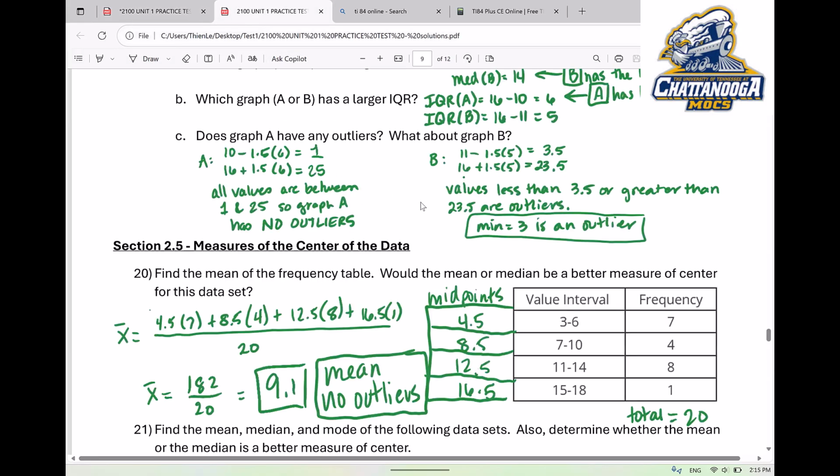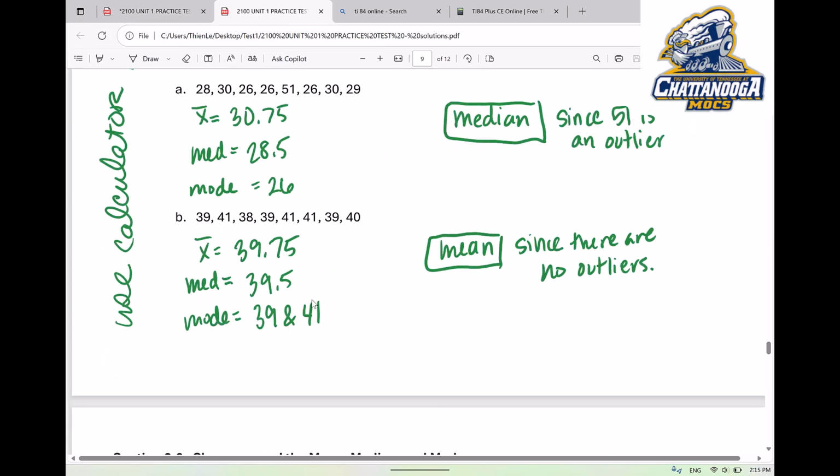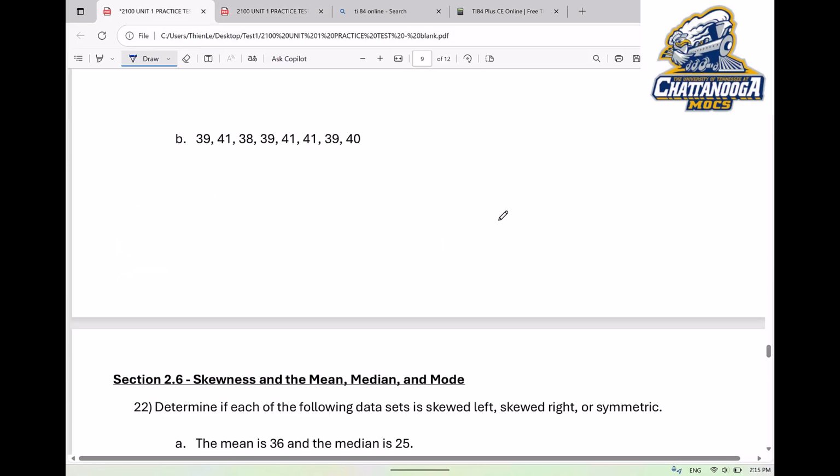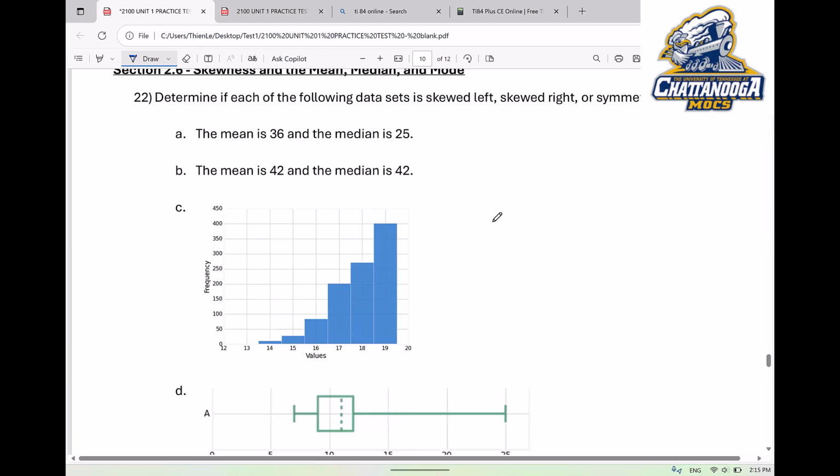So we also have a solution here. You can look at it, right? Mean, mode, median. In this case, you have two modes, because 39 and 41 show two times, two modes. So let's look at the skewness. Mean, median, and mode here.